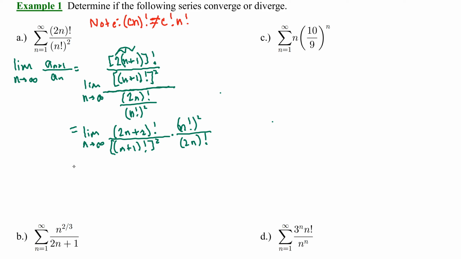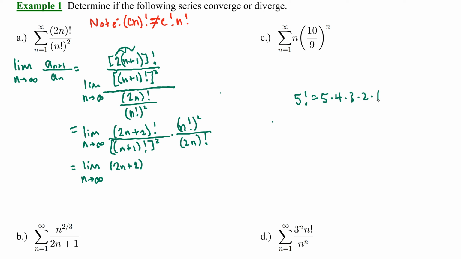Now to simplify, we're going to expand the factorials in the numerator just far enough so that we can see a common factor with the denominator. Here's what I mean. 2n plus 2 factorial. Now, just a quick review, if you're a little unfamiliar with factorial, factorial works something like this.